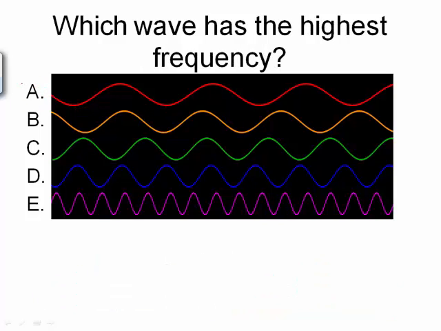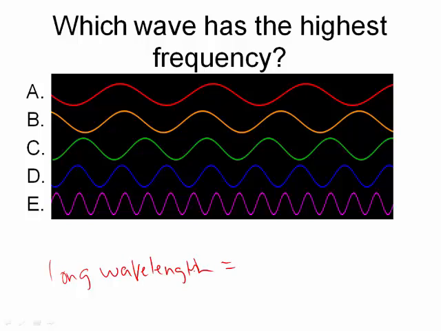So which wave has the highest frequency? Remember that if you have a long wavelength, that's going to equal a low frequency. Why? Because it's taking longer for waves to go past that point. It's going to take them a longer amount of time to go through that given point, so you get fewer wavelengths per second going past that point.